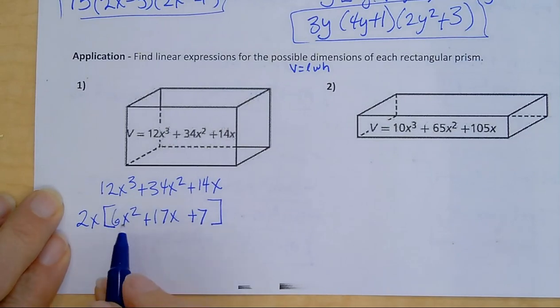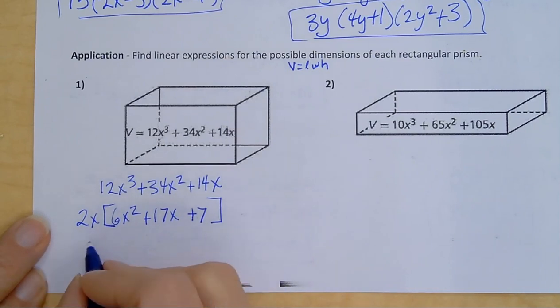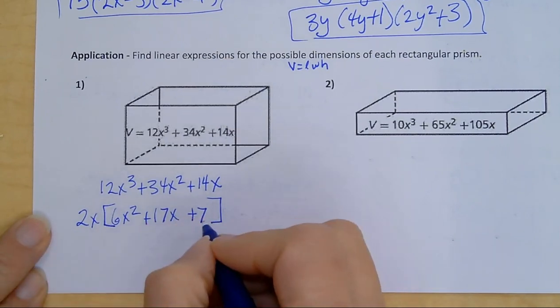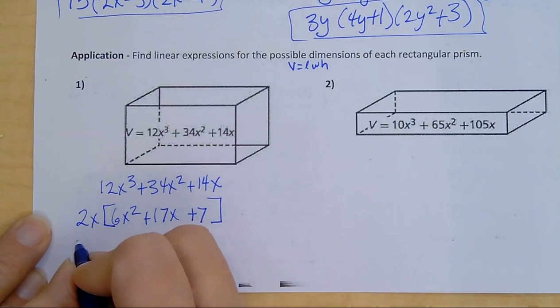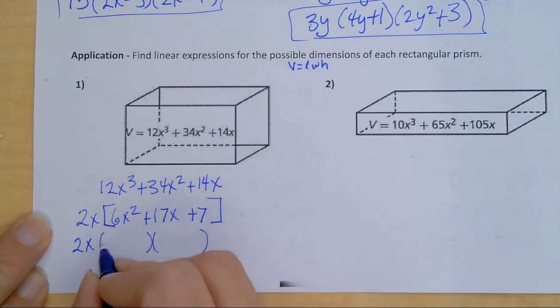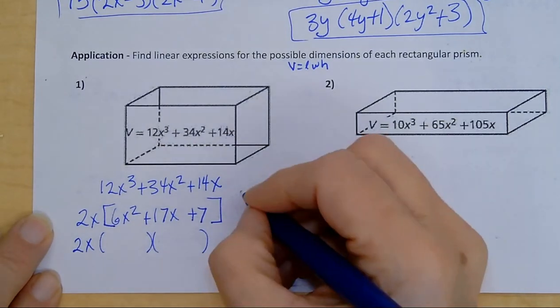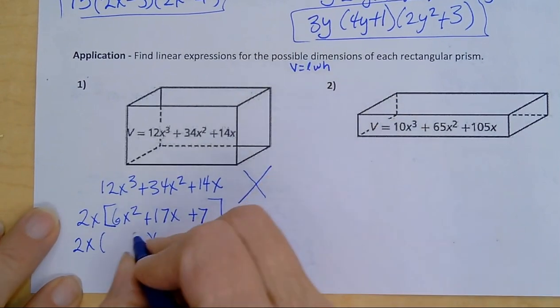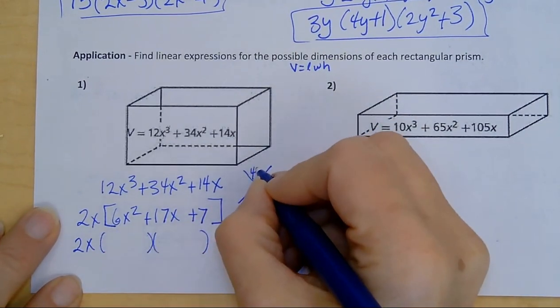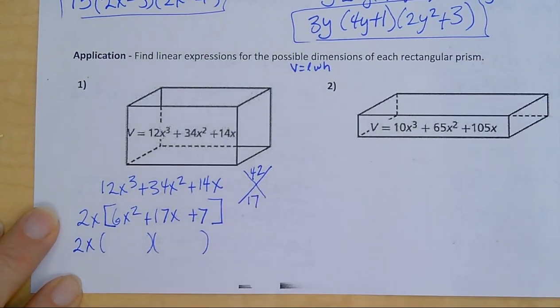Now maybe I can just factor that trinomial. I'm hoping I'm going to have two binomials. Let's see if we can factor 6x squared plus 17x plus 7. I need two numbers that multiply to give me 42, because 6 times 7 is 42, and they have to add up to 17. 6 and 7 added is 13.